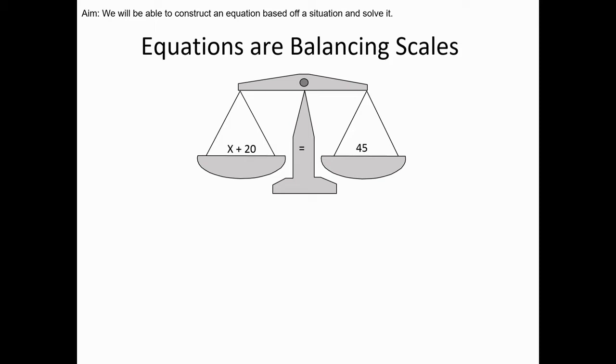So I want you guys to remember before we actually go over this, equations are like a balancing scale. When we say x plus 20 equals 45, we mean that both sides of this equation are completely equal, completely balanced. If the scales were at all not perfectly balanced, it'd be an inequality. So keep in mind, when we construct an equation, what we're really doing is constructing two situations that are equal to each other. So let's go over an example today.